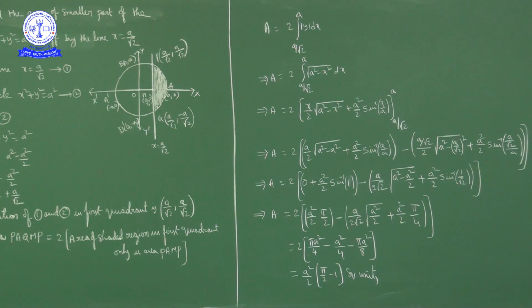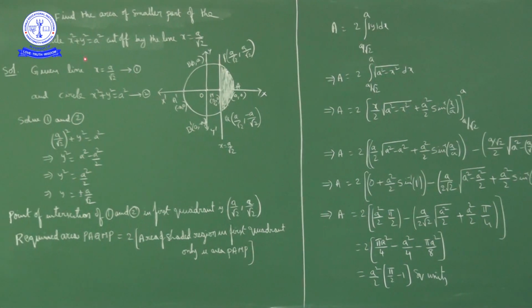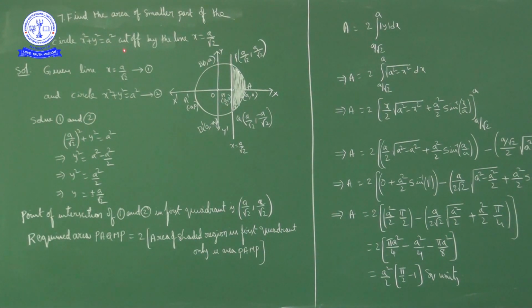Okay. But here the question is to find the area of the smaller part of the circle x square plus y square is equal to a square, cut off by the line x is equal to a by root 2. Now, first of all, we will find the point of intersection of the circle and the line. So by substituting a by root 2 in place of x, what did we get? y is equal to plus or minus a by root 2.